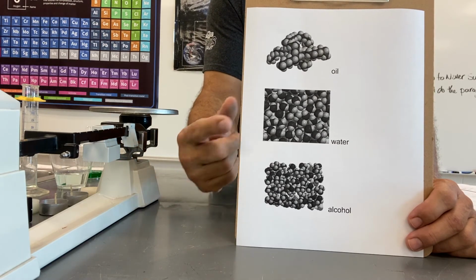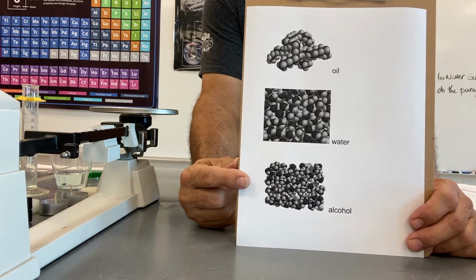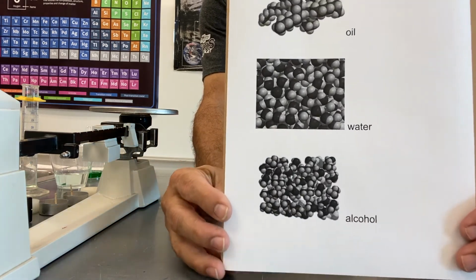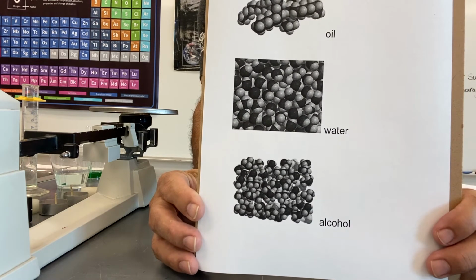And then finally, alcohol down here at the bottom. Even though the molecules that make up alcohol contain a heavier oxygen atom, alcohol is less dense than oil because alcohol molecules do not pack closely together. And you can see in the picture there that there is space amongst all the molecules.